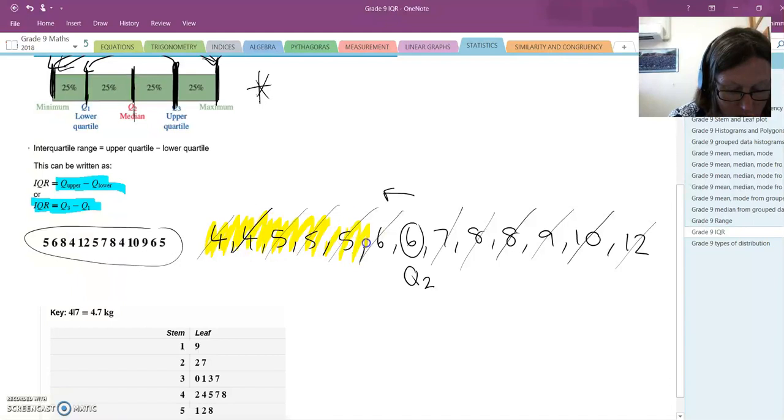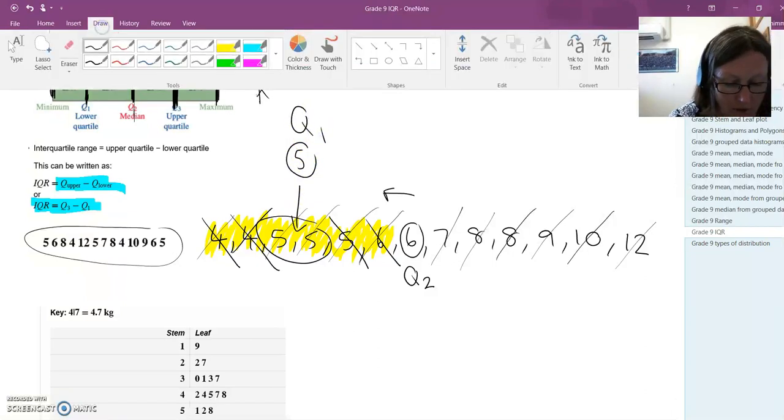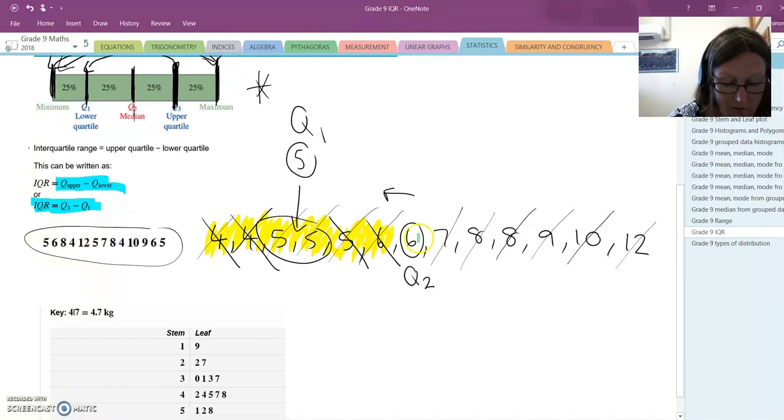And I'm going to work out my Q1 by working out what's the median of those scores. So I'm going to go lowest, highest, lowest, highest. I get left with two scores. The score in the middle of those two is 5. That is my Q1.